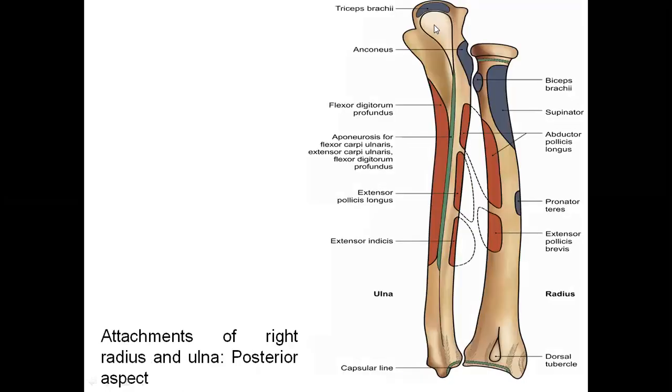On the posterior aspect of the ulna bone, we can see the posterior border is actually very prominent, which divides it into a medial half and a lateral half.